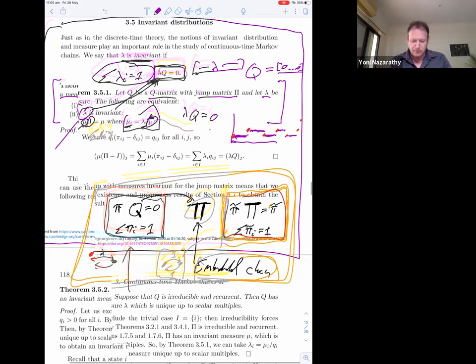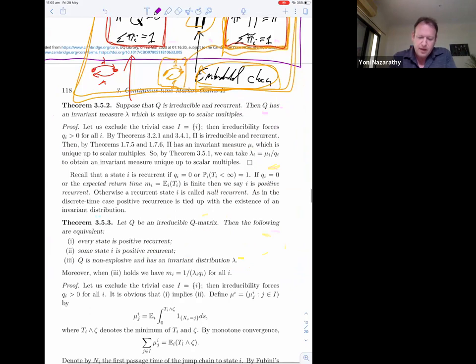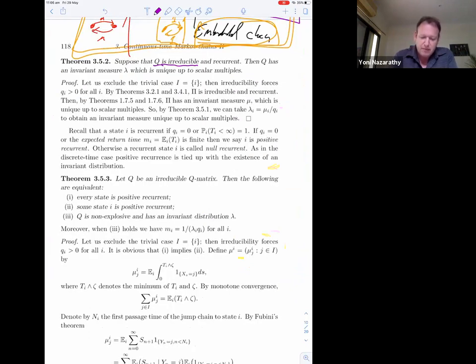Okay, let's go to the next theorem. Suppose that q is irreducible. So there's a single class in the embedded Markov chain, or in Q itself, and recurrent. So you return to each state with probability 1. If there's a single class and one state is recurrent, all states are recurrent, because recurrence is a solidarity property. Then Q does have an invariant measure, which is unique up to scalar multiples. So this says that an irreducible recurrent continuous time Markov chain has an invariant measure. It's still not a stationary distribution, but it's an invariant measure.